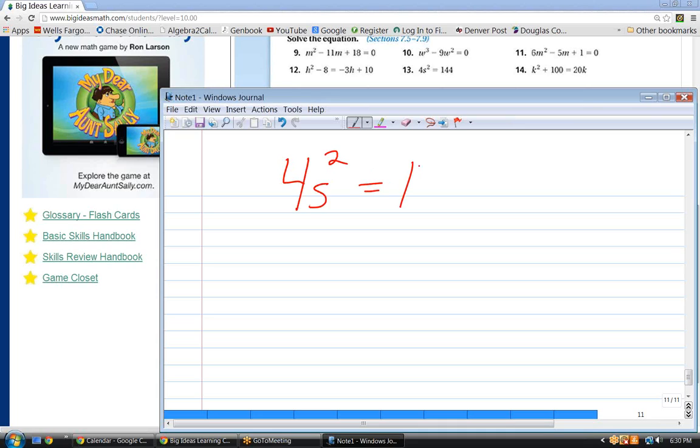This problem, there are a couple of ways to do it. What would probably be the standard algebraic way to do it? Actually, I don't know. You tell me how you would solve this problem. Well, how about we start out by dividing both sides by 4. Okay. Now, how are we going to get s all by itself?